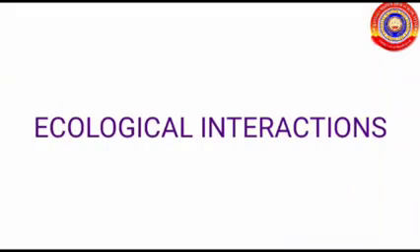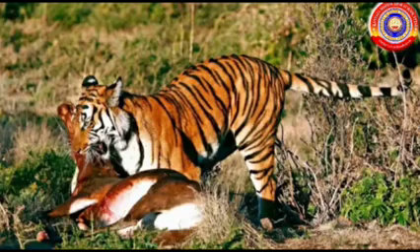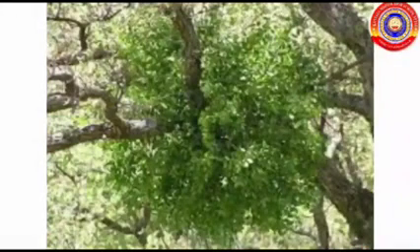Next we studied about the ecological interactions. We studied about 5 types of ecological interactions. They are predation, parasitism, competition, mutualism, and commensalism. First, about predation. In predation, it is beneficial to one but harmful to the other. Here, prey becomes the food of the predator. Example, tiger and deer.